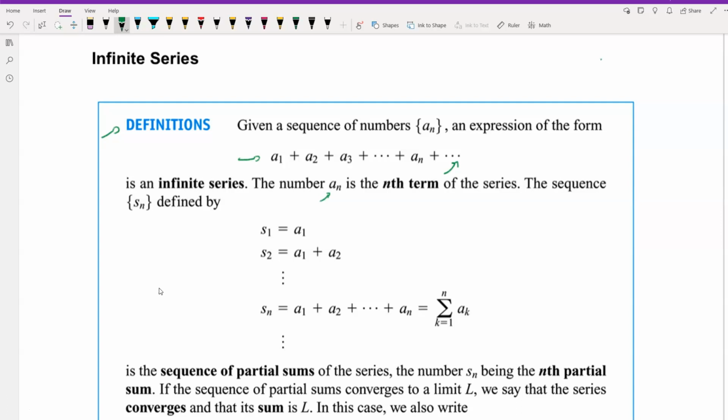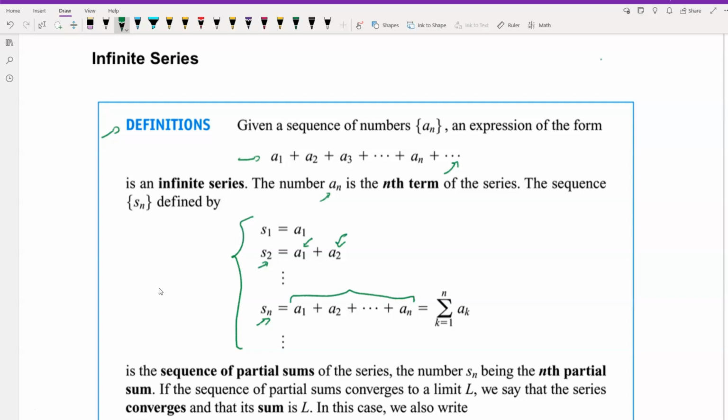The sequence s sub n is defined by: s sub 1 is equal to a sub 1, s sub 2 is equal to a sub 1 plus a sub 2. So here we have these two terms for s sub 2, dots, s sub n. Here we have n terms starting from a sub 1 up to a sub n.